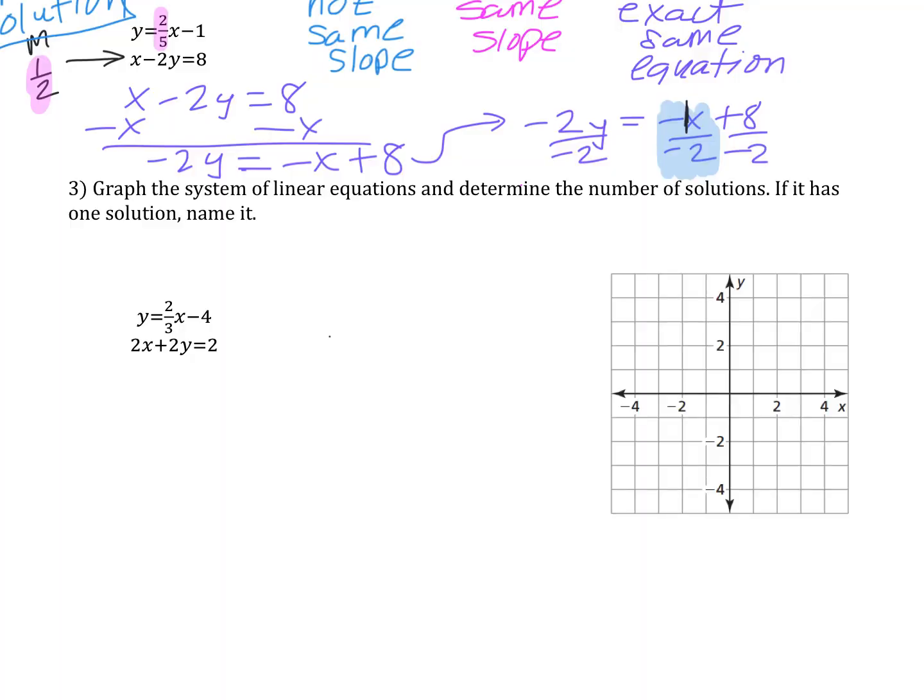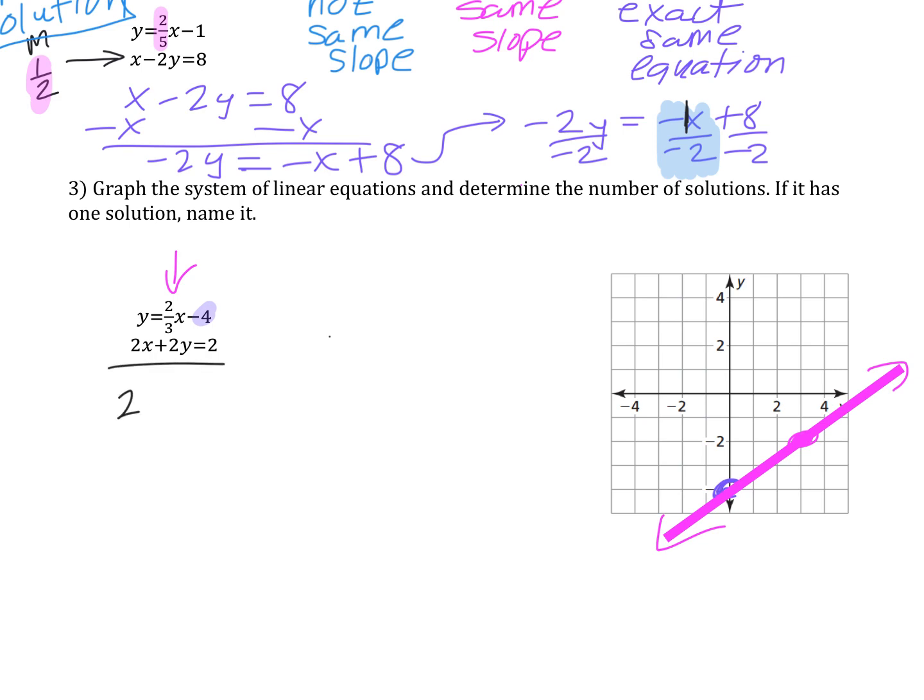For the next one, I'm going to graph the top equation by using my slope-intercept form. So that y-intercept is -4. And then I'm going to use the slope to go up 2 and over 3. I don't have enough room to make 3 coordinates for this one, so that's okay. Make sure you make it go all the way across the graph and add arrows and all that jazz.